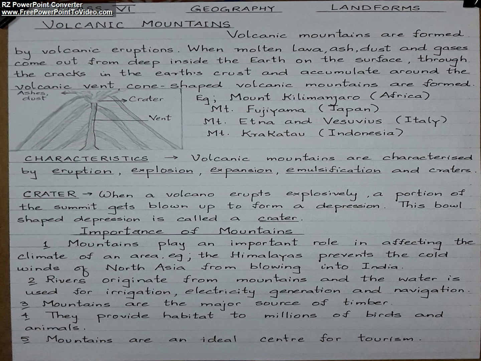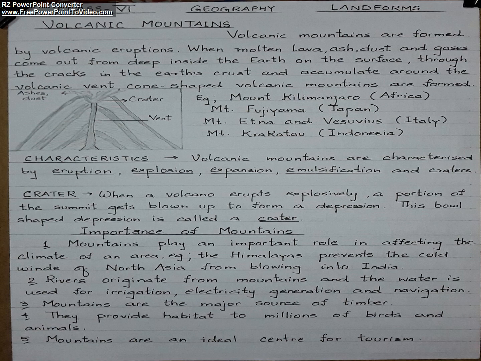This is all about the types of mountain. Now we will see the importance of mountains. Number 1, mountains play a very important role in affecting the climate of an area. For example, the Himalayas prevent the cold winds of North Asia from blowing into India. We are protected from the chilled cold winds that blow in Tibet in Central Asia. Had there been no Himalayas, then our country India would have been a cold desert, and the Himalayas are protecting us.